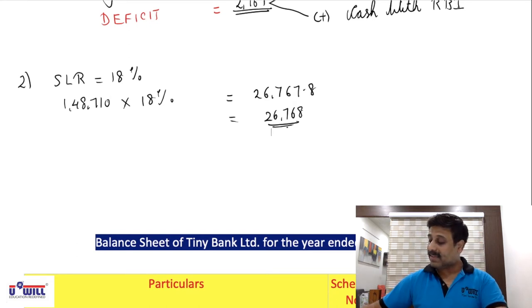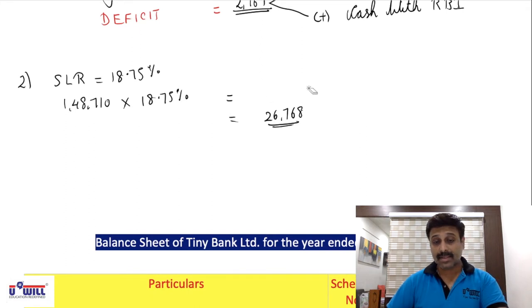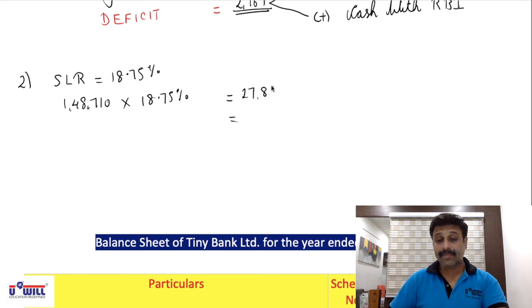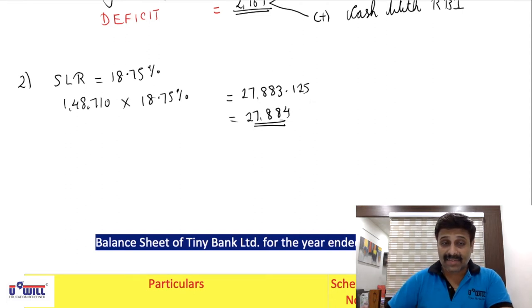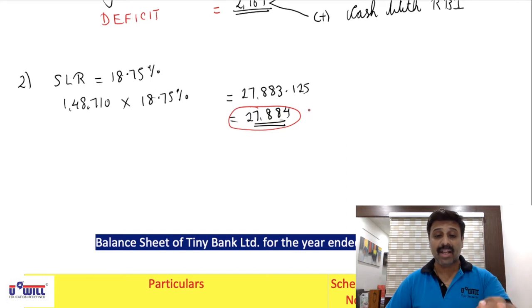Okay, 148710 into 18.75%. Make the correction. 18.75% will come to 27883.125. Minimum is required, so 27,884 is what is required. So whatever deposits the bank has received, out of that, 27,884 must be in cash with them or it must be in the form of liquid assets.